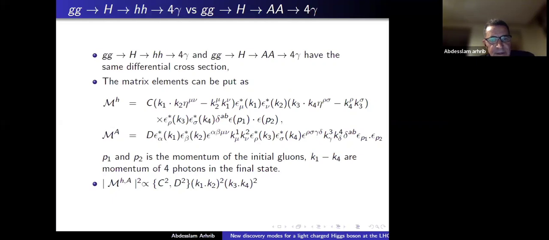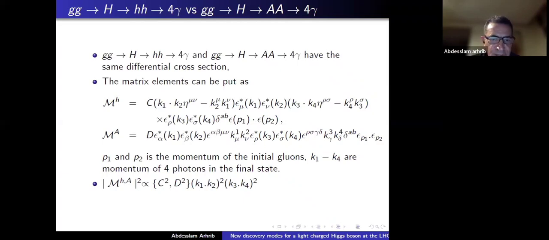Okay, so we take those 2 channels: Higgs goes into 2 CP-even, and the 2 CP-even goes to 4 photons, and Higgs goes into 2 CP-odd, and the 2 CP-odd goes to 4 photons. The amplitude for the Higgs coupled to 4 photons, this system for 2X coupled to 4 photons, because those are CP-even, behaves like this. So you have this Lorentz structure, because these are CP-even. But for the pseudoscalar, you have this Lorentz structure.